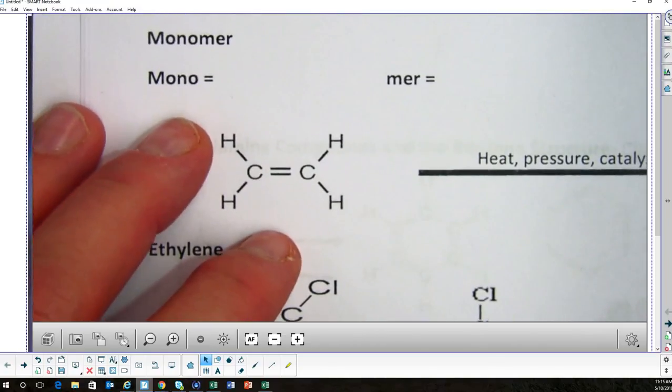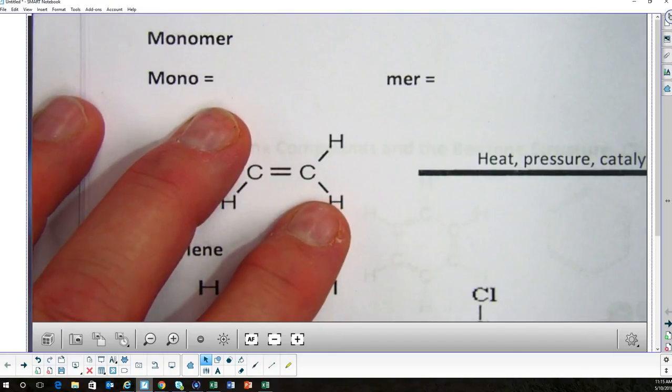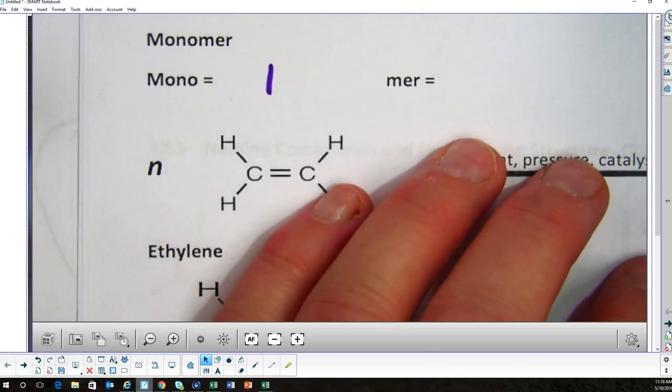Okay? All right, so let's come back here. We've talked about monomers and polymers when we defined them at the beginning of this chapter. But let's break it down. What does mono mean? One. What does mer mean?